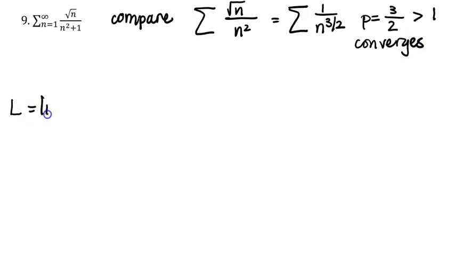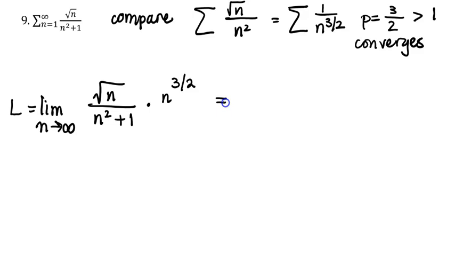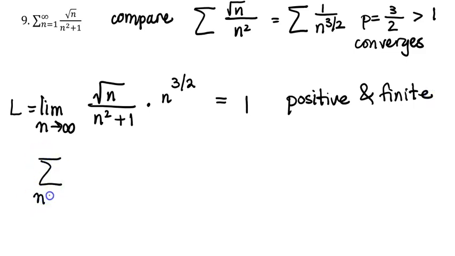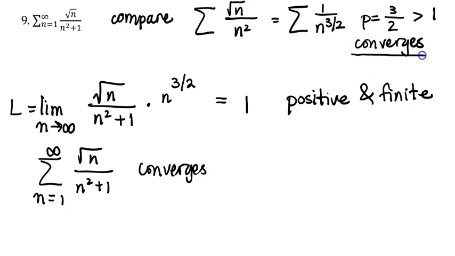Let's calculate L, which is the limit as n approaches infinity of the ratio of these two series. Again, the degree of the numerator matches the degree of the denominator, and so we simply take the ratio of the leading coefficients. This limit is positive and finite, and so we can conclude that our series also converges, since the series we compared it to converges, by the limit comparison test.